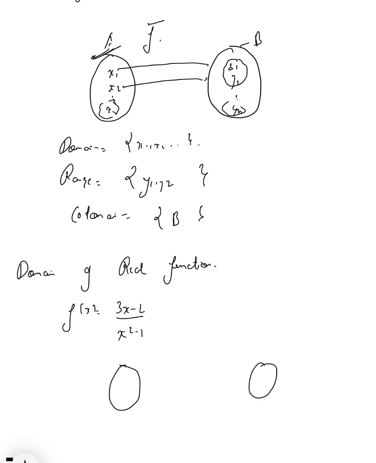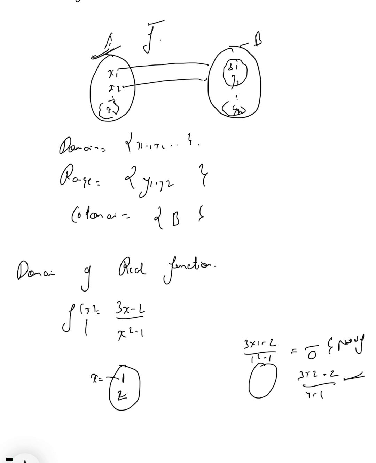It means, beta, that if we put x = 1 here, then we get 3 into 1 minus 2 upon 1 square minus 1, which is going to be 0, so not defined. I am giving you an example: if we put x = 2, then we get 3 into 2 minus 2 upon 2 square minus 1, which is a definite value. So that's what the function does.